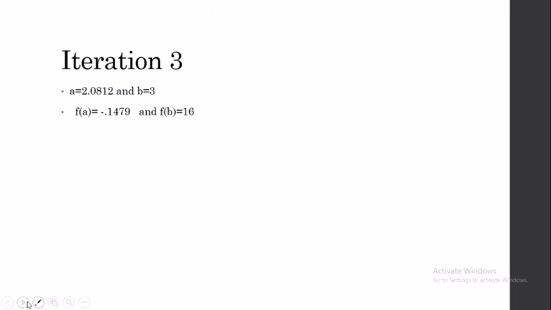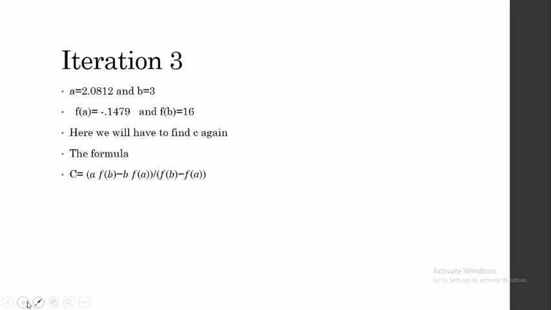So let's move on to the next iteration. Iteration 3: here a is equal to 2.0812 and b is equal to 3. So f of a is equal to minus 0.1479 and f of b is equal to 16. Here we will have to find c again. The formula is the old formula. Please apply that formula and find out what c is, and then f of c.